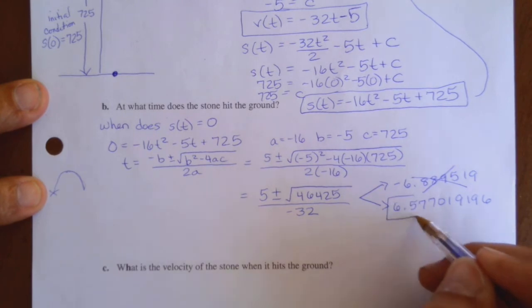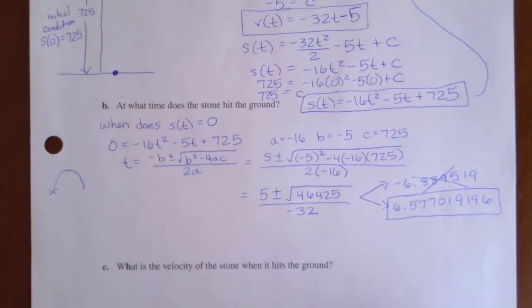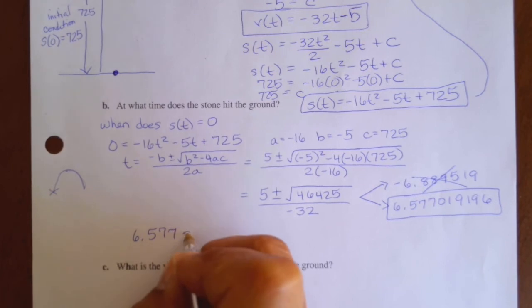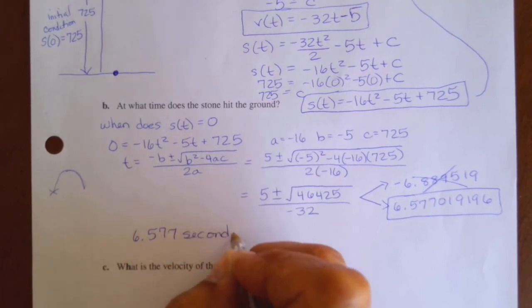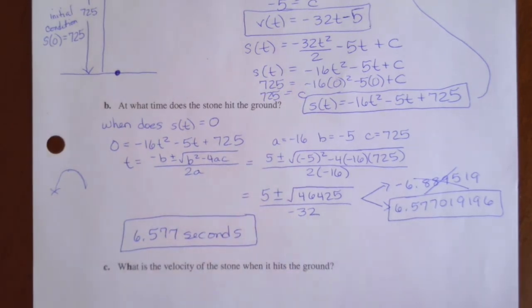So here's our time that it hits the ground. Okay, so 6.577 seconds. Now you think about that, 725 feet off the ground is pretty darn high. It only takes 6.5 seconds to hit the ground. Okay, so obviously it's speeding up quite a bit as it's coming down.